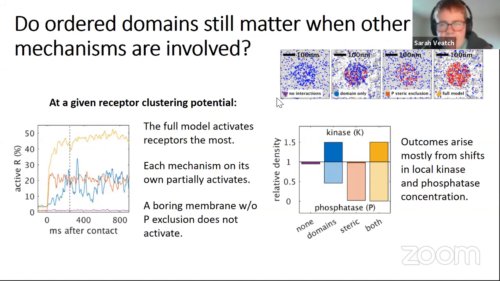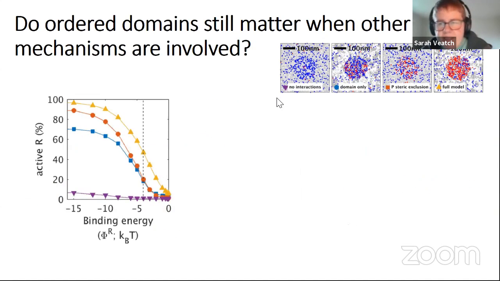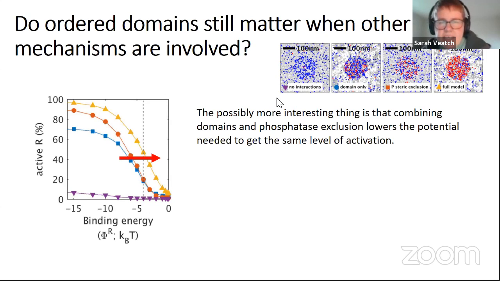So nothing is particularly surprising. For me, the most interesting thing of this exercise was showing that there's a sensitivity enhancement. By combining these two effects, you can make the whole system more sensitive to weaker ligands, so lower propensity to binding these receptors in the circle, just because you have these two things working in concert.